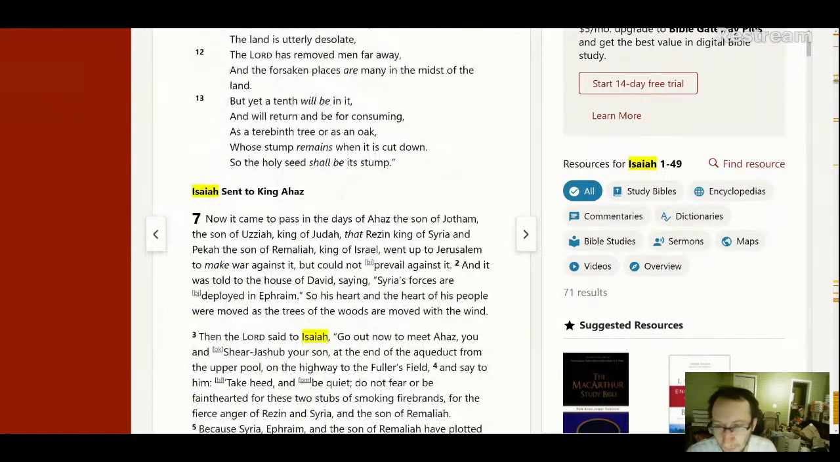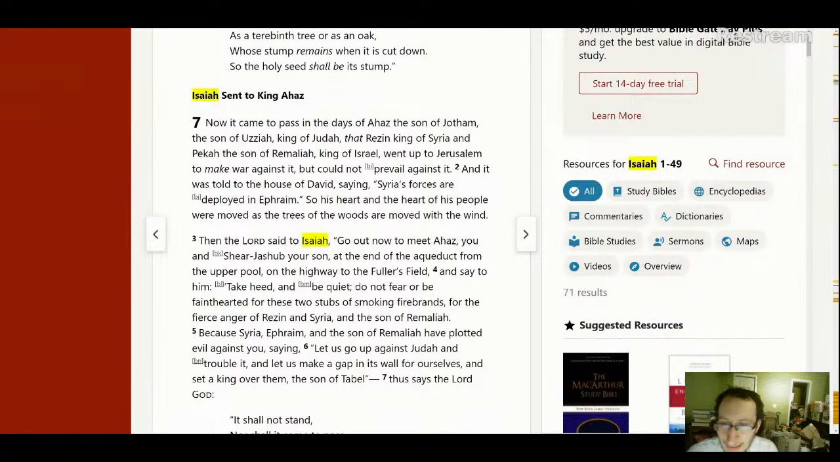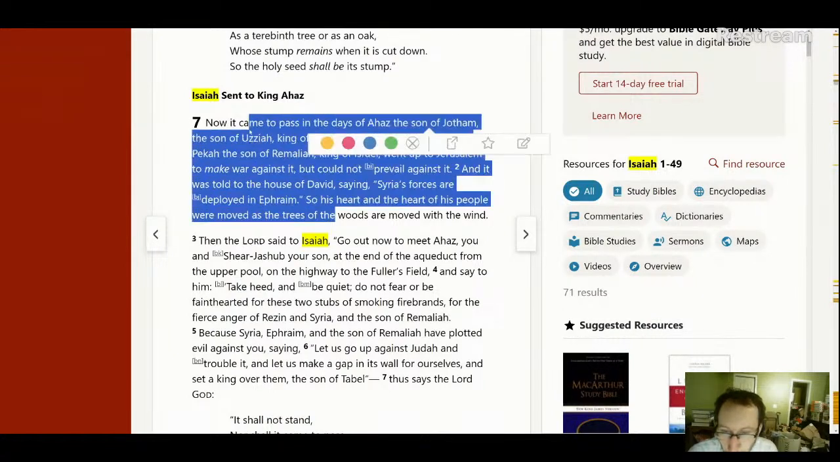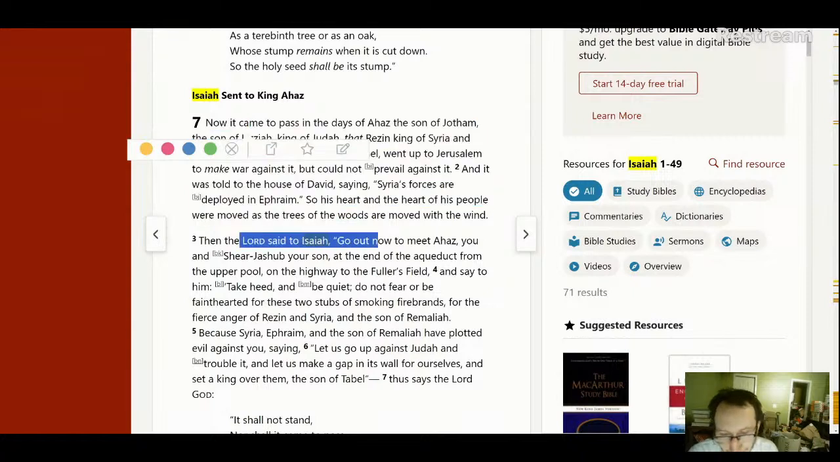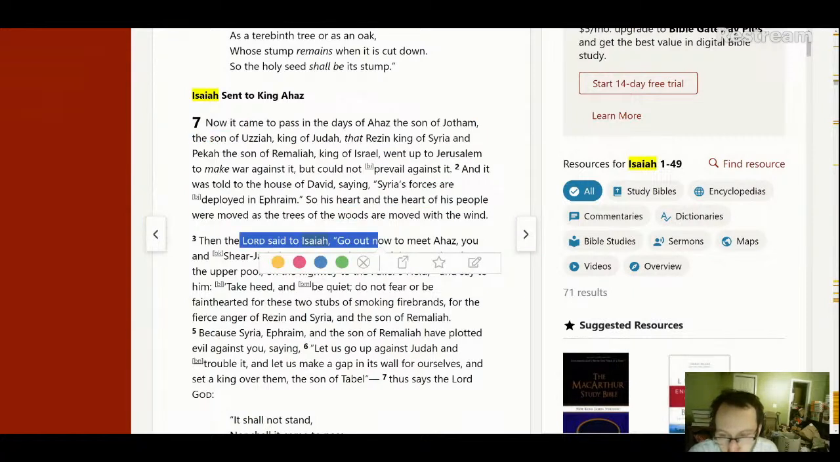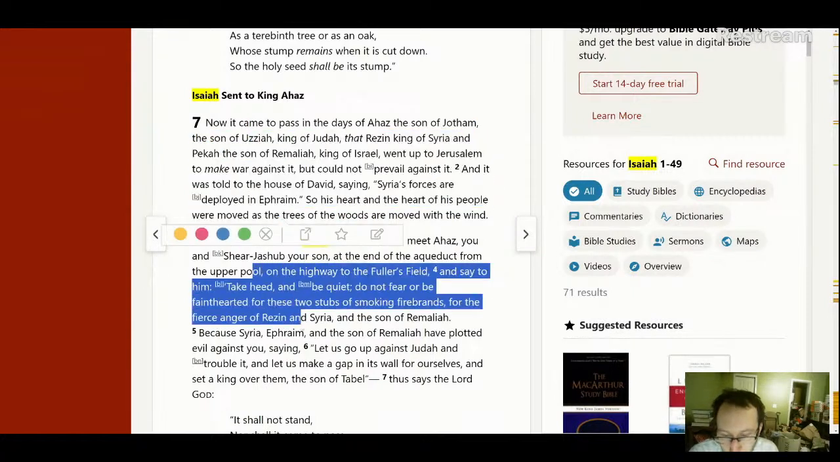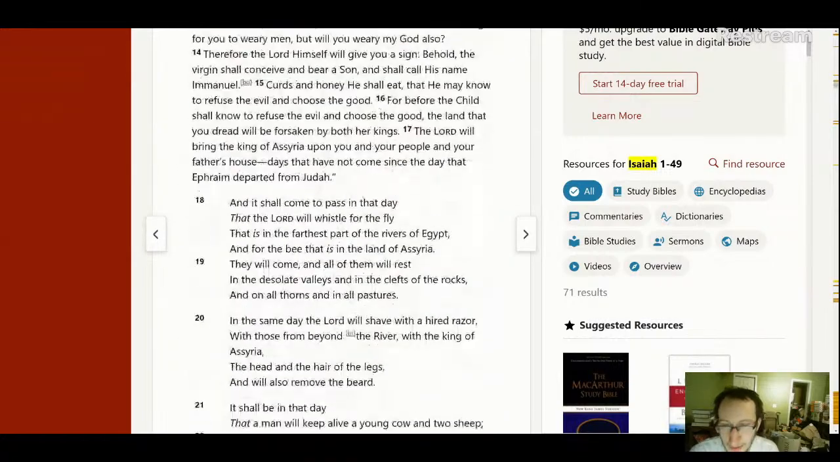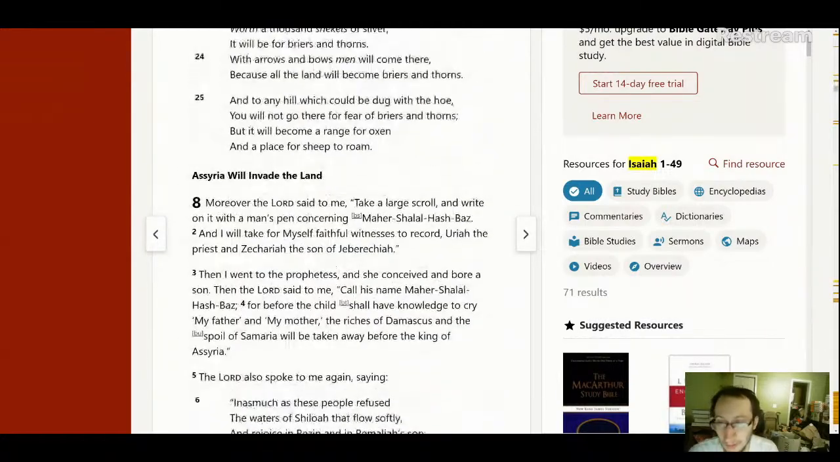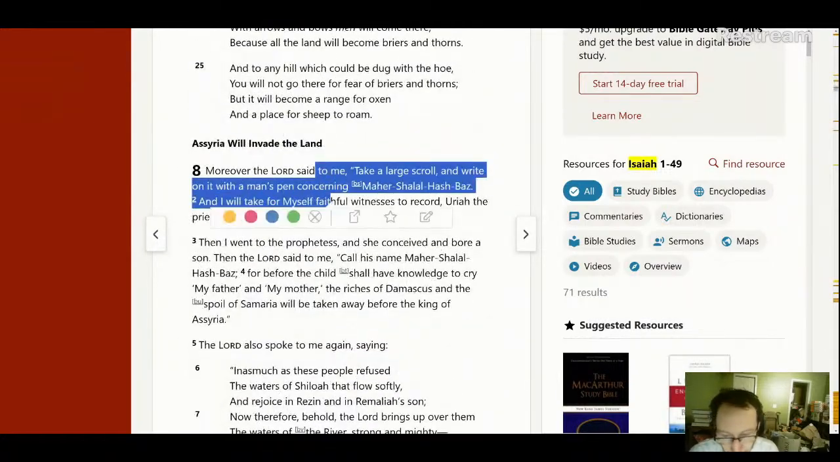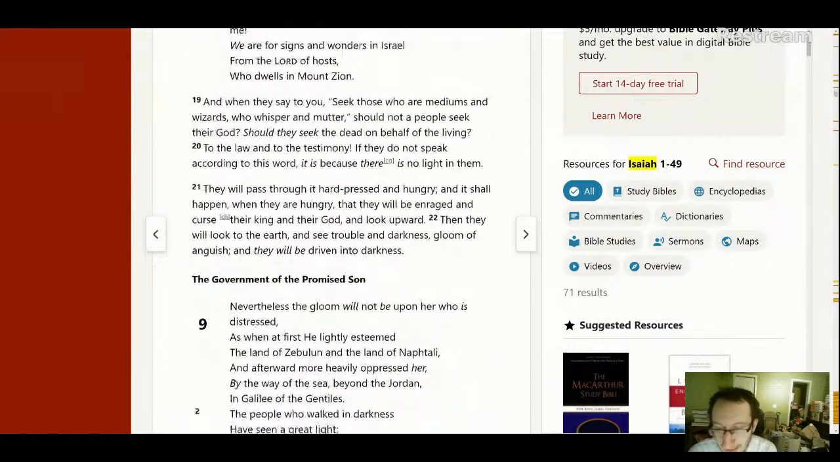Okay, chapter 7, it came to pass in the days of Ahaz. So a short little thing. Then the Lord said to Isaiah. So we have one little paragraph, and then Isaiah comes onto the scene, and it's all about Isaiah. Isaiah is talking. Isaiah is talking. The Lord said to me, Isaiah. So all throughout, this is Isaiah.